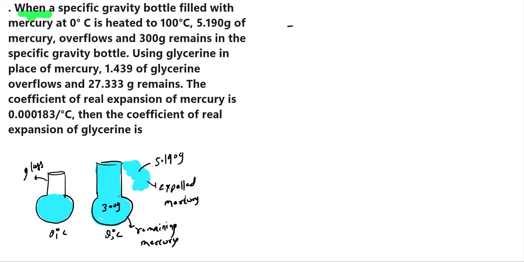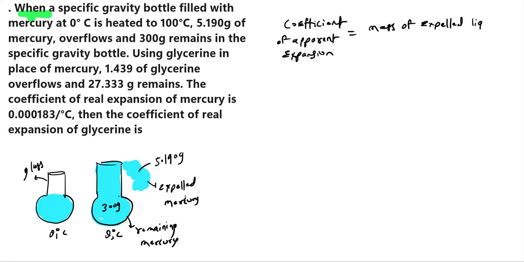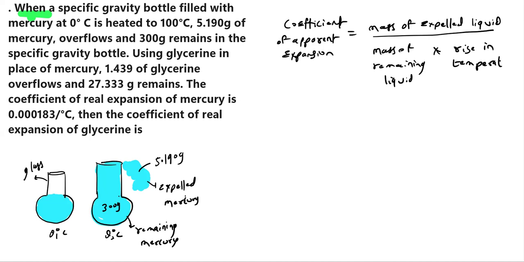Apparent expansion, coefficient of, is equal to, the formula will be mass of expelled liquid by mass of remaining liquid into rising temperature. This is one generalized formula.